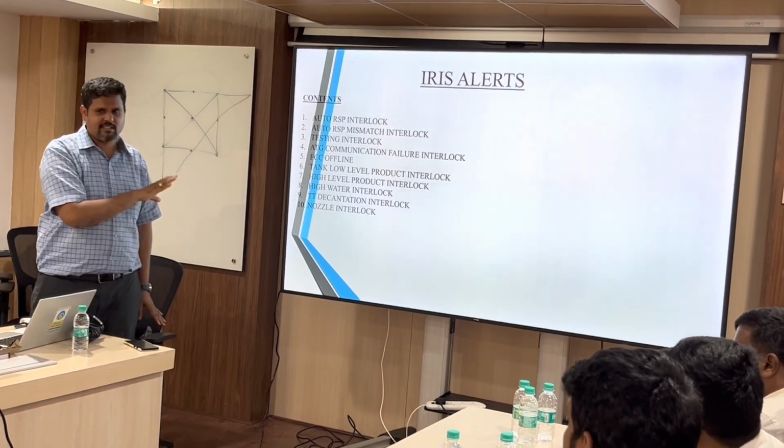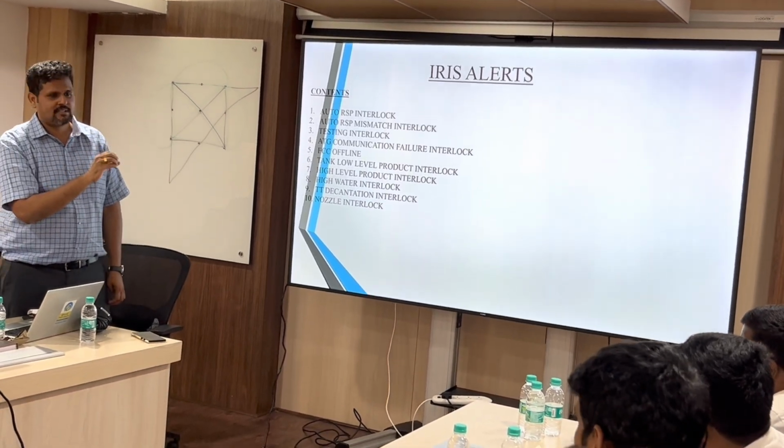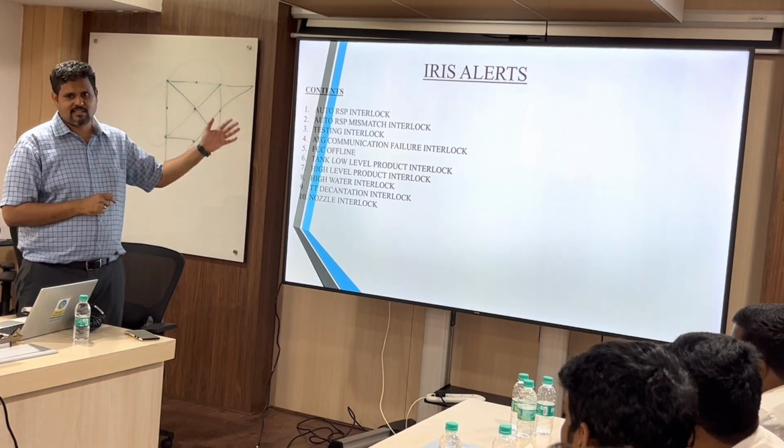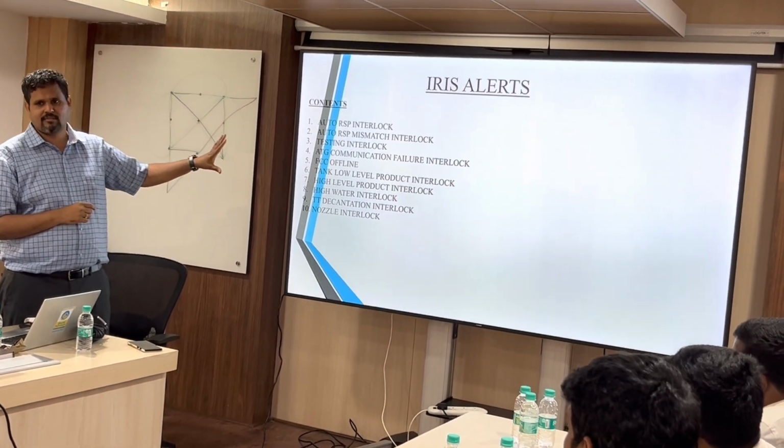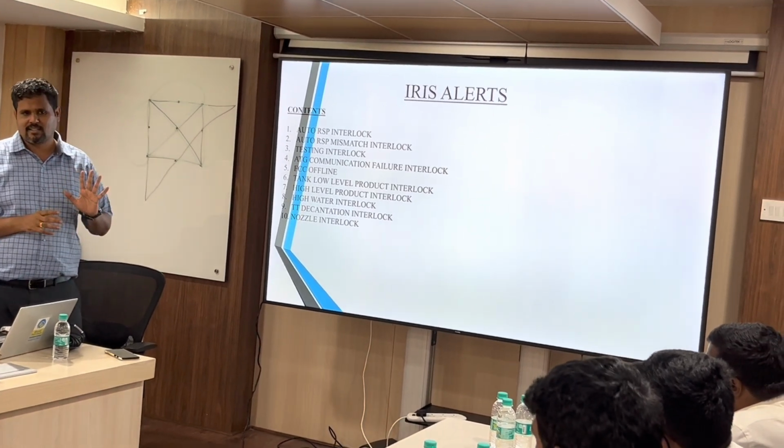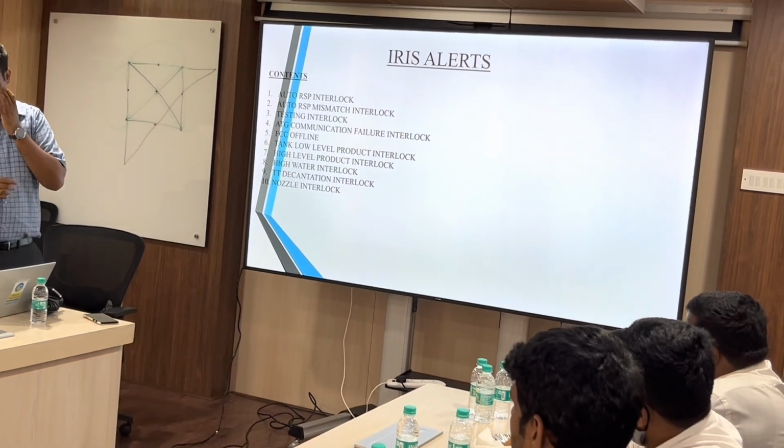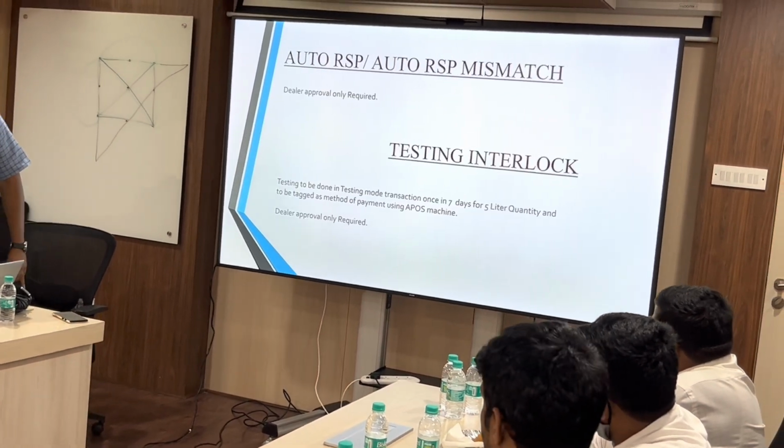So these are all the 10 interlocks which are presently active. This can be increased, this can decrease. As of now in the system we have these 10 interlocks. Once an interlock comes, go to the device status page.